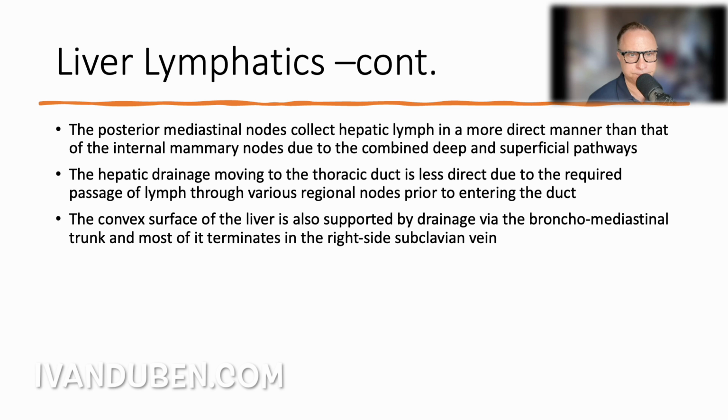The convex surface of the liver is also supported by drainage via the bronchomediastinal trunk, and most of it terminates in the right side subclavian vein. So this is important when looking at examples of right shoulder pain, aching, even frozen shoulder. There are direct links to the lymph coming from the convex surface of the liver.